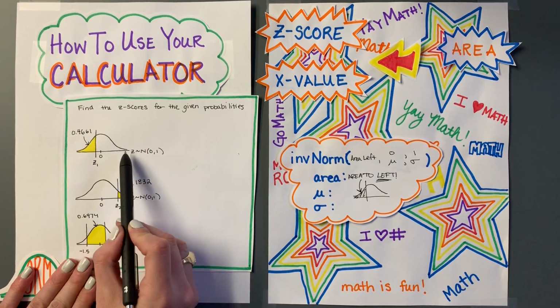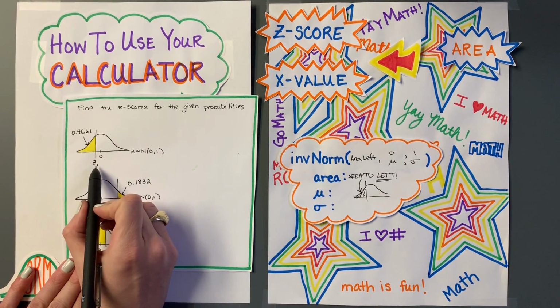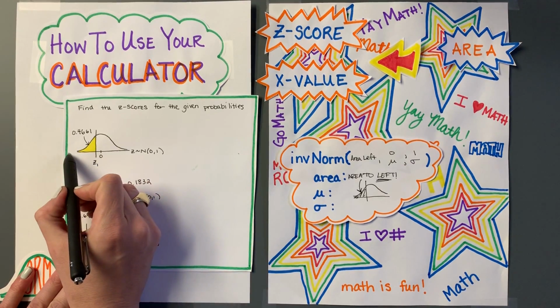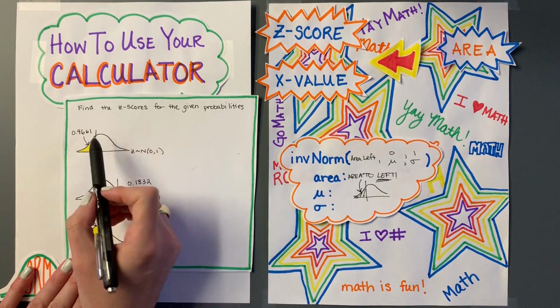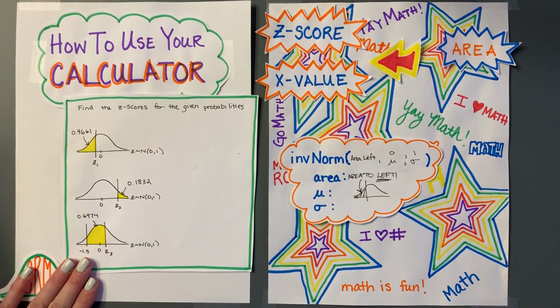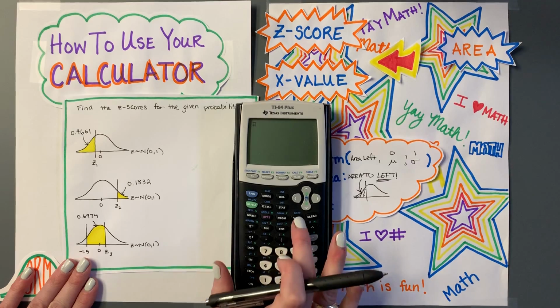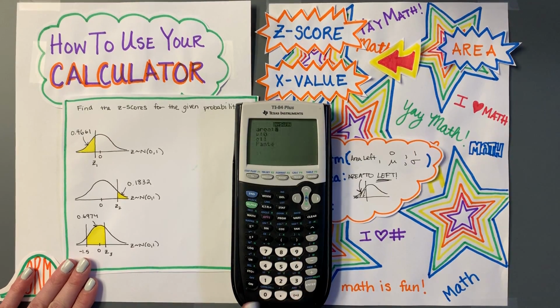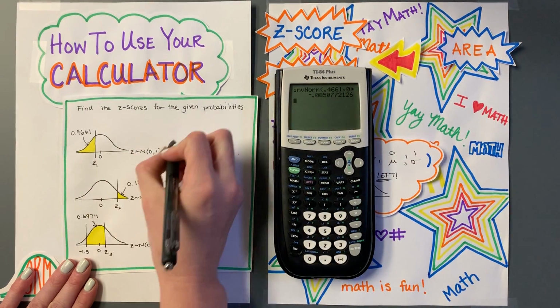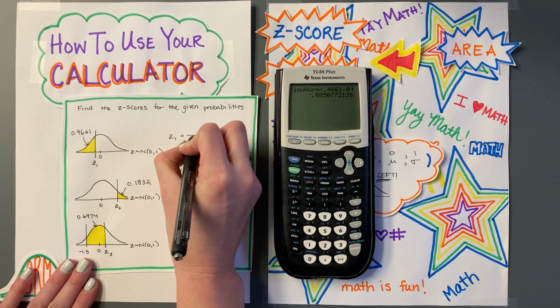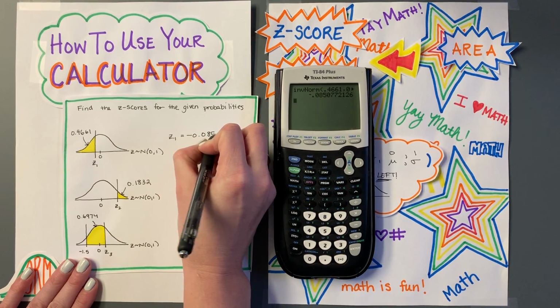So with this first example, I want to find this z value. The left limit of this region is negative infinity and z1. That's perfect. So the area here is 0.4661. With my calculator, this becomes really easy. The area is 0.4661, the mean is 0, the standard deviation is 1, and I get that z1 is equal to negative 0.085.